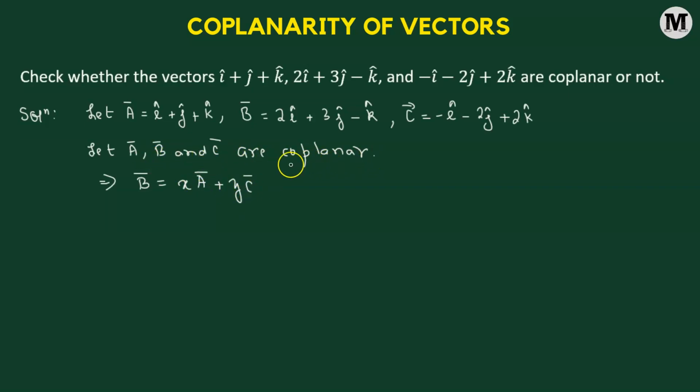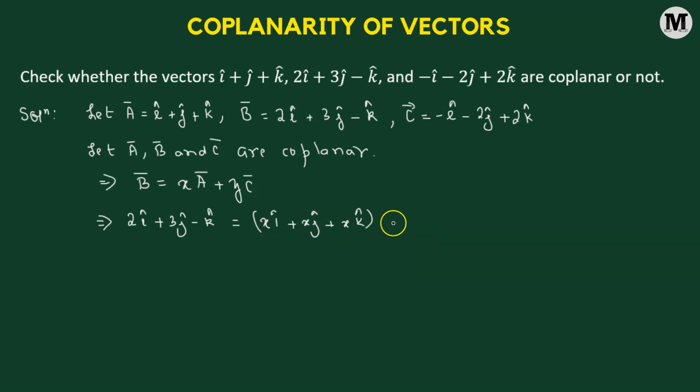So we are starting with this assumption that a, b, and c are coplanar. So that means this particular equation holds true. Now we'll substitute the value of b vector, so that's 2 times i cap plus 3 times j cap minus k cap. This will be equal to x times a vector. So we'll multiply each term with x on the right hand side of vector a. So we have x i cap plus x j cap plus x k cap.